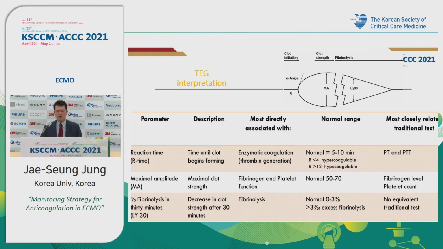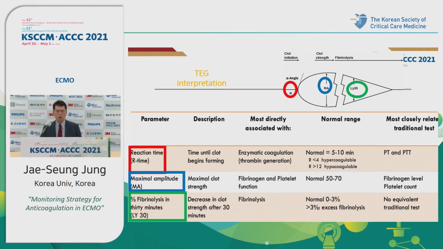MA means maximum amplitude. This is the maximal clot strength. It reflects the combined function of fibrinogen and platelets. Low MA in a bleeding patient may suggest benefit from platelet and or fibrinogen transfusion. LY30 reflects the degree of clot breakdown over 30 minutes. So you have to wait 30 minutes after finishing the R process.